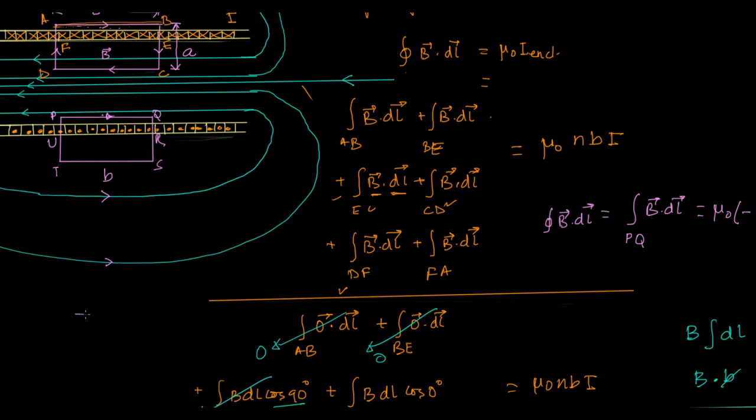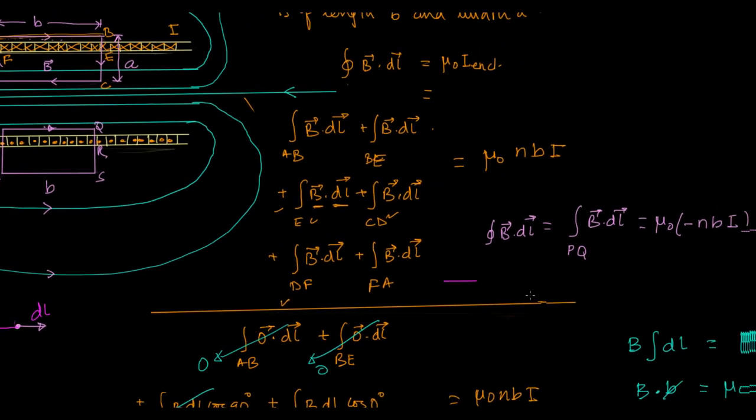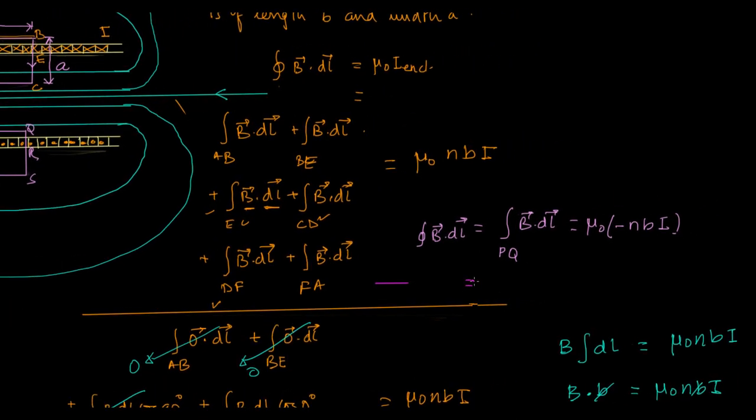So let me show you. You are moving like that, and your B is in the opposite direction. So it is something like that. So what will be the value of B? This is B, this is DL, and this will happen at all points. So B dot DL itself here will become negative. So it implies that B DL cos 180 degrees from P to Q is equal to minus mu naught NBI.